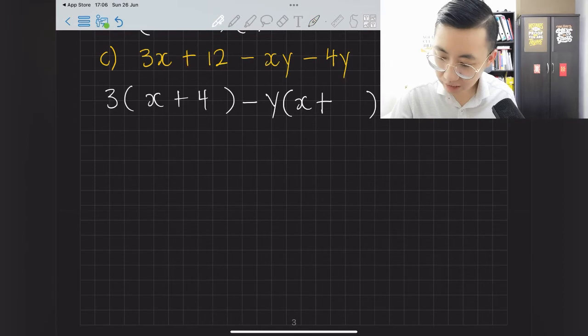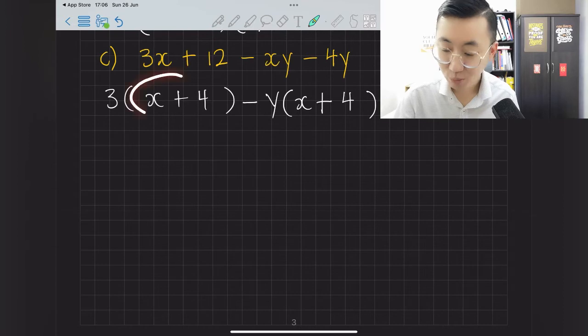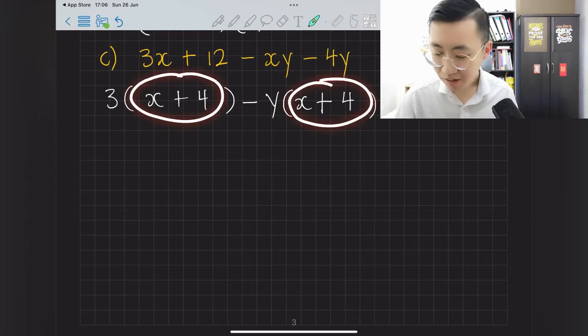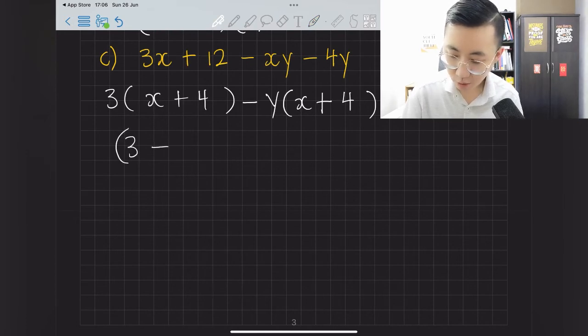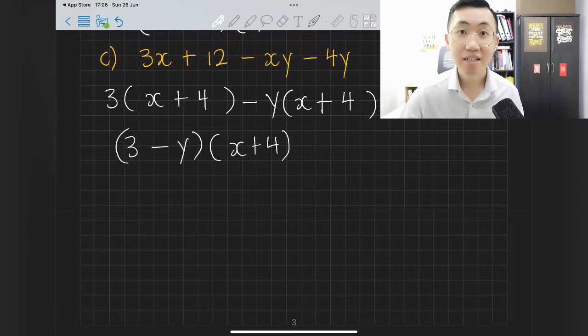So what times negative y will give you 4y? So the teacher needs to top up with 4. Once again, the hint is these two brackets should be the same. That's the technique. Once you have already made the brackets similar, combine them like this. So we are going to log in. This is the final answer. So there you go. This is how you do partial factorization.